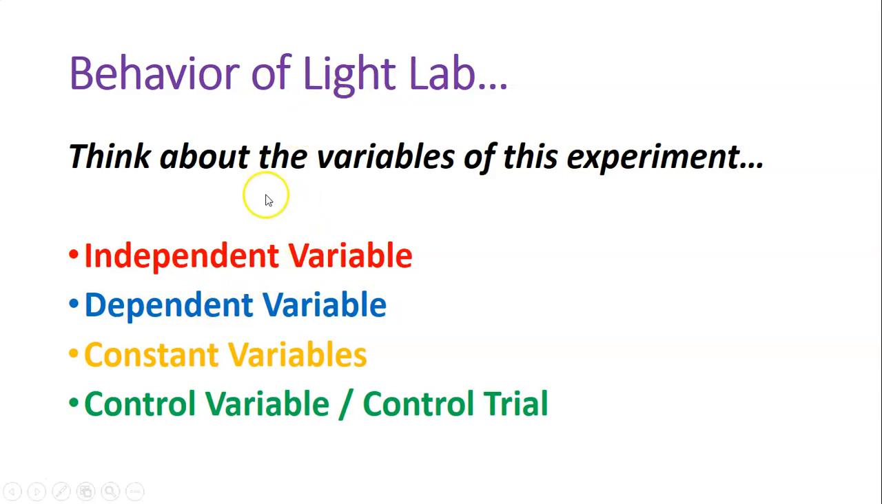Okay, so independent variable is what you change on purpose. It's what the scientist changes and manipulates. The dependent variable is what you measure, monitor, keep track of, observe and watch. The constant variables constantly stay the same amongst all trials and do not change. And the control variable, or the control trial, does not receive the independent variable.